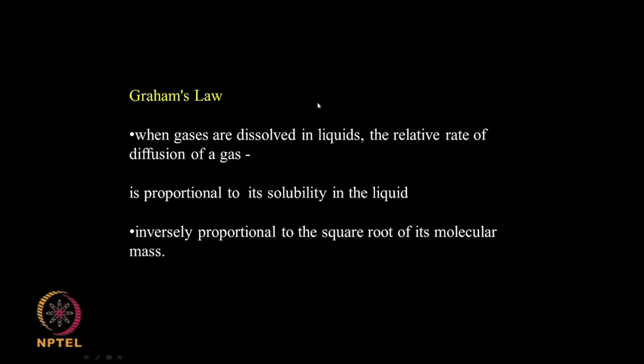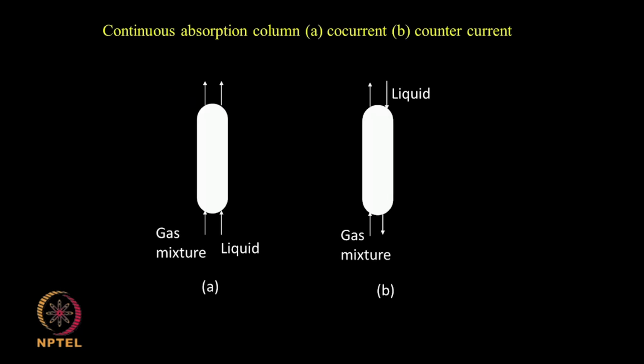Like that you can have different gases with different fluids or liquids. There is another law called Graham's law. When gases are dissolved in liquids, the relative rate of diffusion of a gas is proportional to its solubility in the liquid, but inversely proportional to the square root of its molecular mass. So, the larger the mass, the more the rate of diffusion of that gas into the liquid is reduced, and the higher its solubility, the more the rate of diffusion increases. This is called Graham's law.